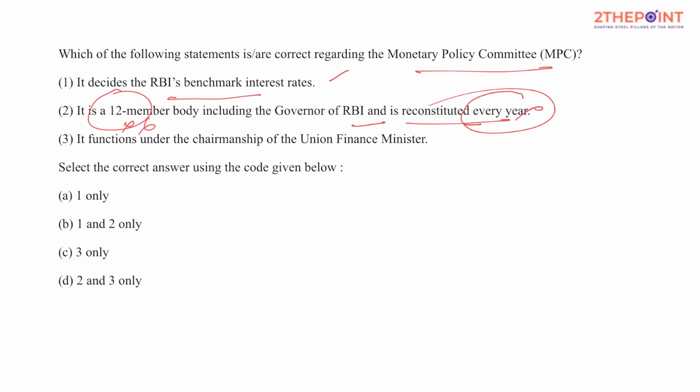It functions under the chairmanship of the Union Finance Minister? No, the Union Finance Minister has nothing to do with it. So there are 6 members in the committee. 3 members are from within RBI, and 3 members happen to be outsiders. When it comes to outsiders, it happens to be the ones the government chooses to be represented. So henceforth only option 1 happens to be the most appropriate answer.